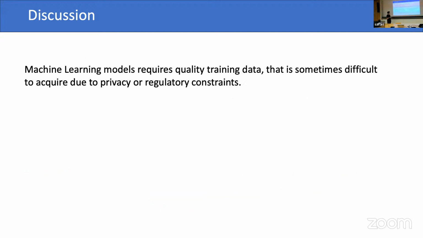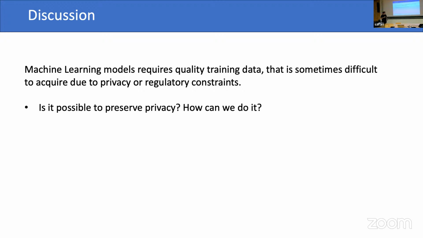And for the second and last discussion point, I wanted to talk about privacy. Because nowadays privacy in machine learning is a big concern, because there are a lot of models that need a lot of data, and it is sometimes difficult to gain that data securely and without problems regarding privacy. So I wanted to ask you if it is actually possible to preserve privacy, and if yes, how can we do it?